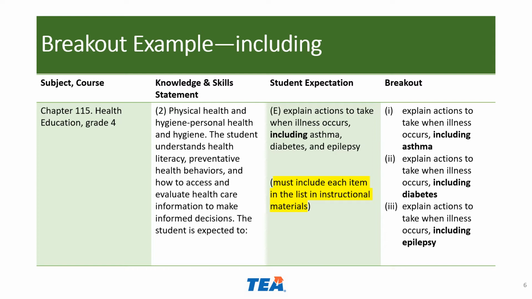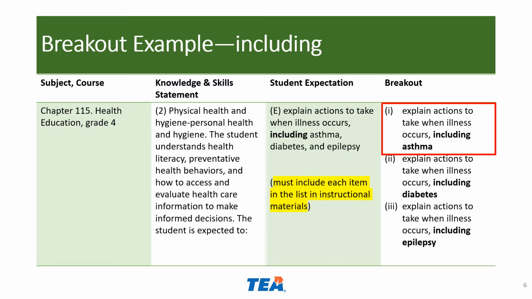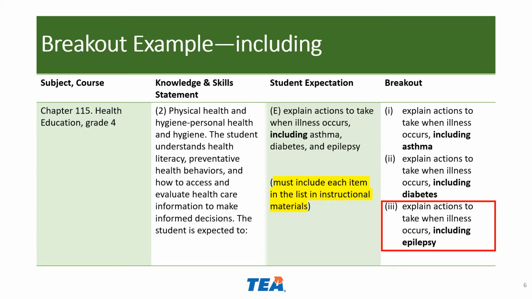When a student expectation includes "including," everything in the list following "including" will be a separate breakout. In this example from Health Education Grade 4, the student is expected to explain actions to take when illness occurs, including asthma, diabetes, and epilepsy. All of these will be divided into three separate breakouts. Explain actions to take when illness occurs, including asthma, including diabetes, and including epilepsy. The instructional materials must provide alignment to all three breakouts in order for this student expectation to be considered addressed.